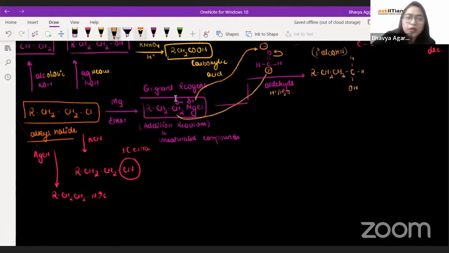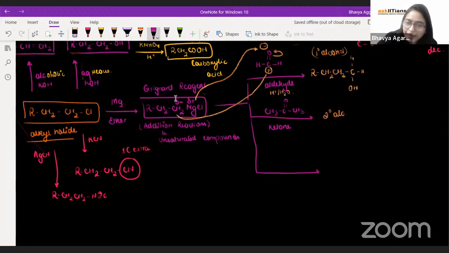Right. Also, I can treat it with another unsaturated compound like a ketone. The simplest being this one, which is going to yield me a secondary alcohol. You can draw the product by yourself. Can you? I can treat it with carbon dioxide also. What will I get?